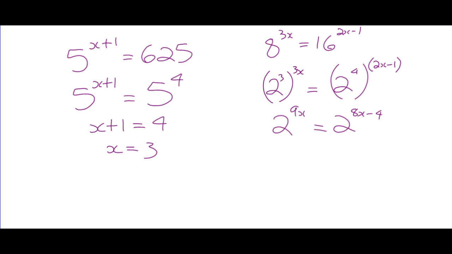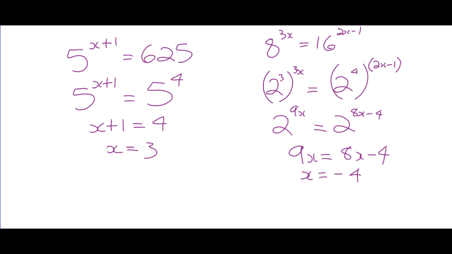Okay, what's the next step? Get rid of the 2's. Get rid of the 2's, so what do we write? 9x equals 8x minus 4. 9x is 8x minus 4. Okay? Solve that. What do you get? Subtract 8x from 9x, you get x. So x is equal to negative 4.